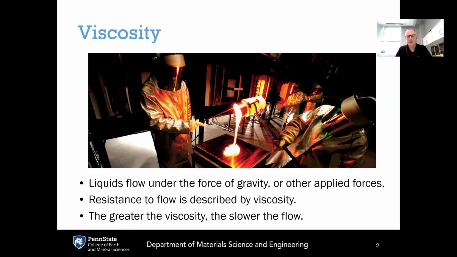And this shows an example here from Corning, which shows pouring some molten glass out of a crucible, and the rate at which the molten glass flows out of the crucible is governed by the viscosity. The higher the value of the viscosity, the slower the flow.